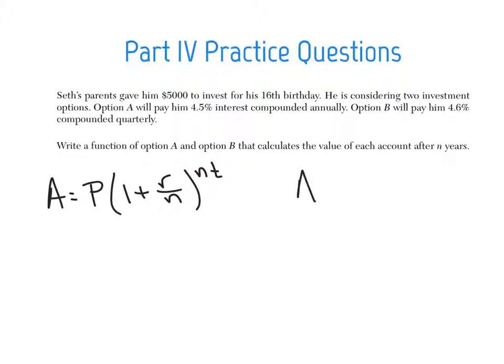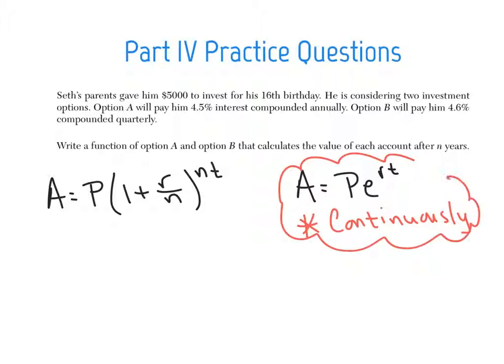Now, the other formula you may end up using is that old PERT formula, P times e to the rt, but we'll only use this one if the interest is compounded continuously. So that's the magic word you're looking for in order to use that formula: continuously. If it's compounded any other frequency, such as annually on option A and quarterly on option B, that means we're going to stick with this formula right here.